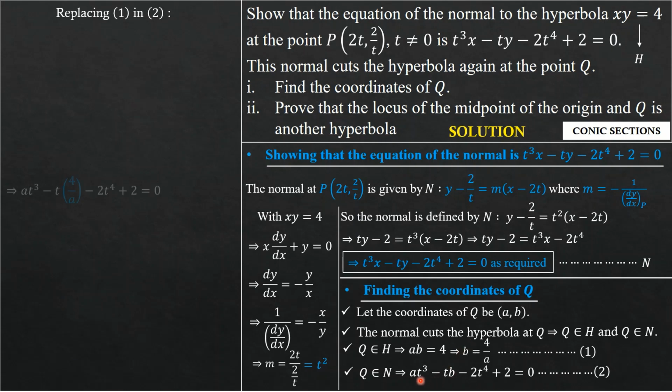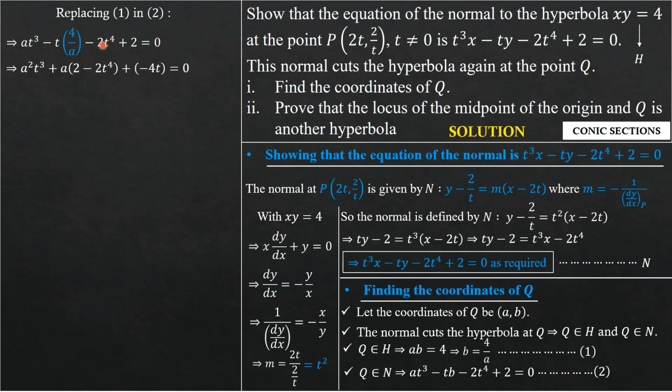We see that a and b are going to be in terms of t, because t can never disappear from this equation here. So replacing equation 1 in equation 2, we have at cubed minus tb, but b is 4 on a, minus 2t raised to the power 4 plus 2 equal to 0. We can multiply the left hand side by a and the right hand side by a. The first term becomes a squared times t cubed. In the second term, the a cancels, and you get negative 4t.